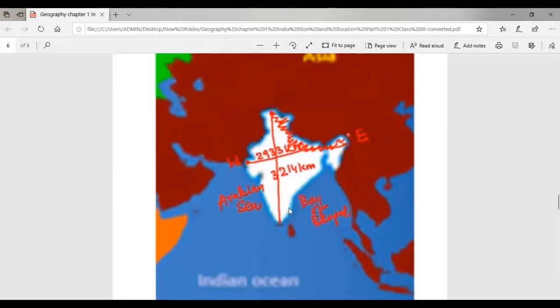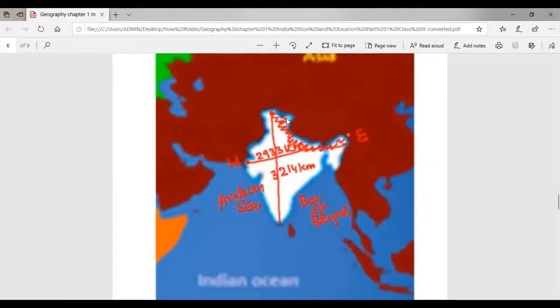The shape of India is narrow towards the south, and it divides the Indian Ocean into two halves. Here we can see the Arabian Sea in the west and the Bay of Bengal in the east.